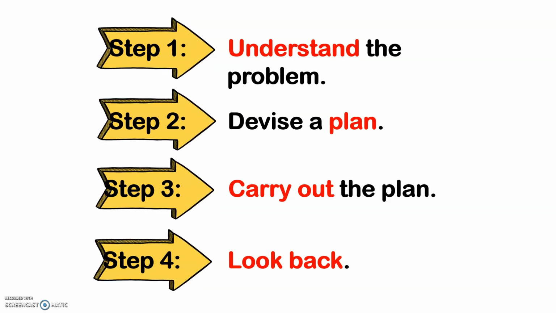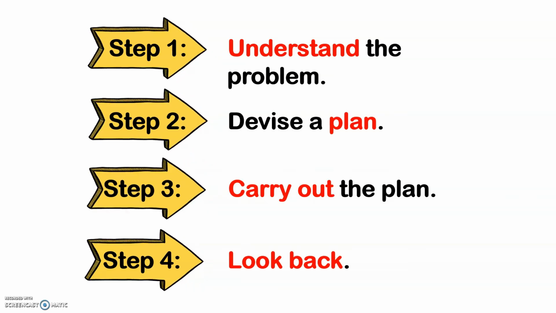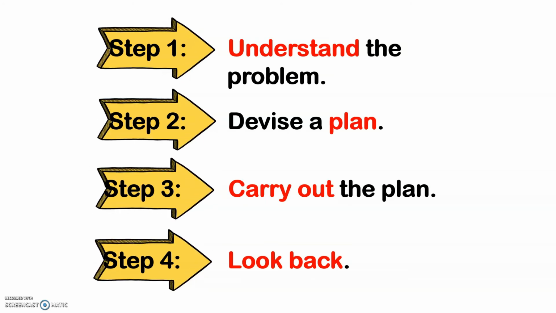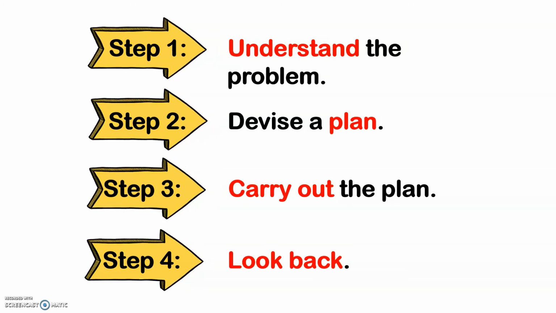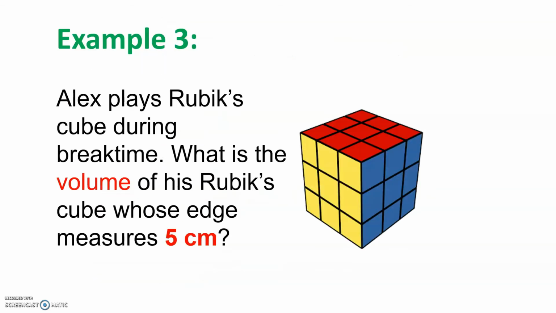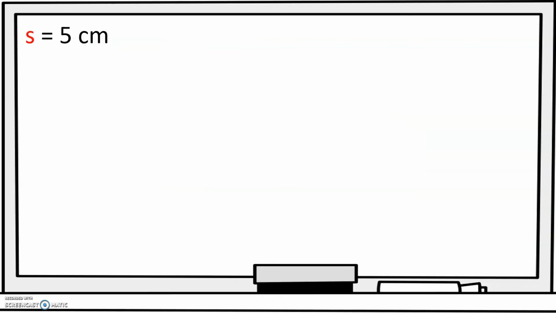This means that we will interpret our answer and check if it makes sense. Is that clear? Okay, good. Now let's go back to the problem given. So the problem is asking for us to find the volume of the Rubik's Cube of Alex, whose edge measures 5 centimeters. So let's solve it here.